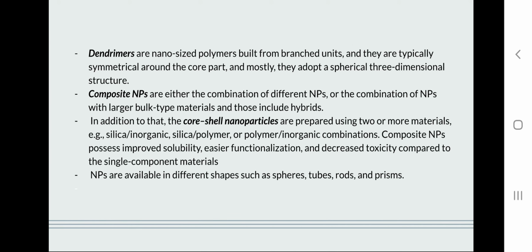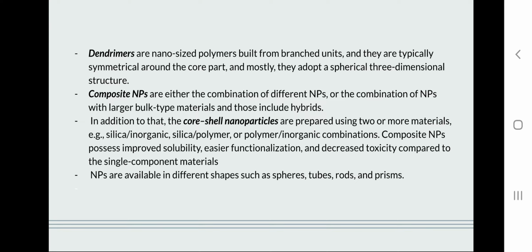The next category of nanoparticles is dendrimers. They are nano-sized polymers built from branch units. These particles are built from branch units, and they are symmetrical around the core part, and they adopt a spherical three-dimensional structure. So they are made up of polymers having branch units, and usually they are symmetrical around the core part and have spherical three-dimensional structures.